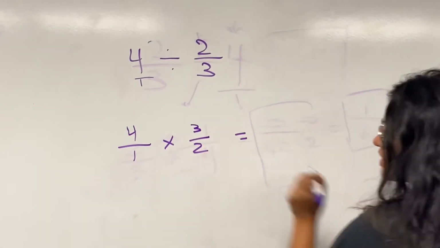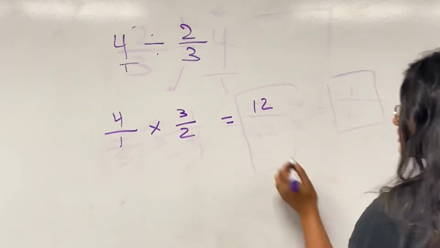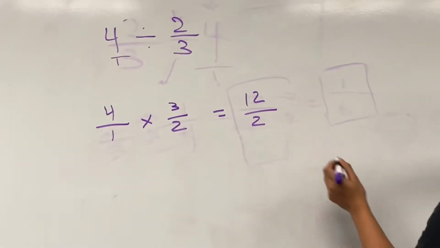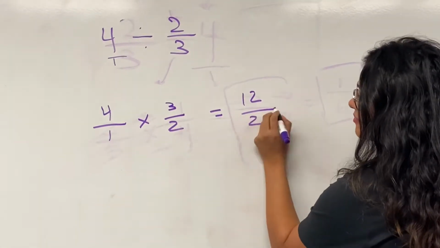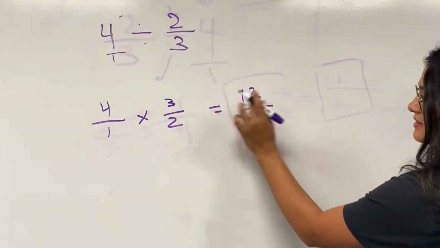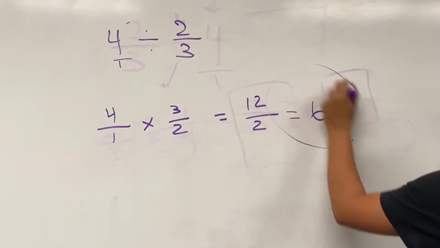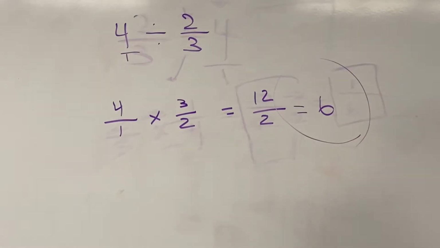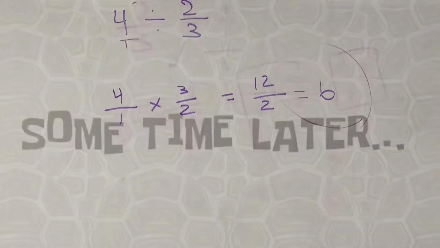And then we solve. 4 times 3 is 12. 1 times 2 is 2. And then if I were to simplify this number, we know that this bar here means division. And if I were to divide, right, I get my answer of 6. There's my answer. You guys can do it. Awesome. And I'm gonna clean this board.